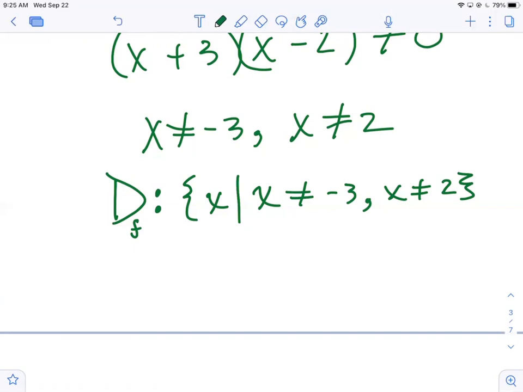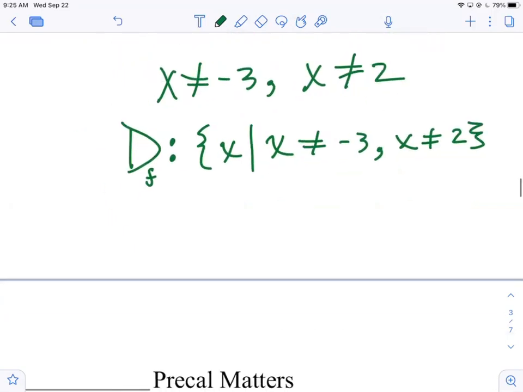The default set of numbers that we use is the real numbers. So when you say it's the set of all x such that x is not these two guys and these two guys only, by default, that means that all the other ones work. Okay, so that's kind of a nice way to do it. That would be set builder notation, or you could say d sub f colon.